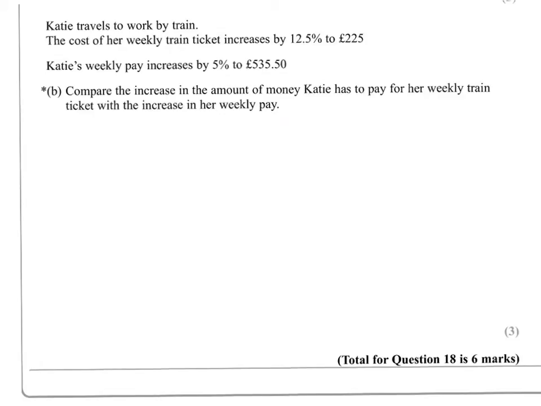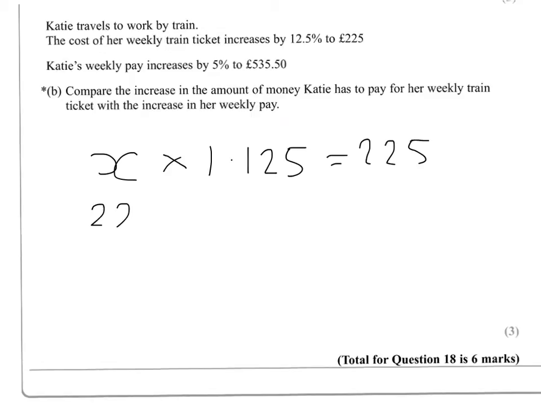So if we look at the first part then, the cost of a weekly train ticket, we'll call that X, was increased by 12.5%, so the multiplier for that is 1.125, and it becomes 225. So to find out what it was worth to begin with, we do 225 divided by 1.125, and the answer is £200. So that's an increase then of £25.